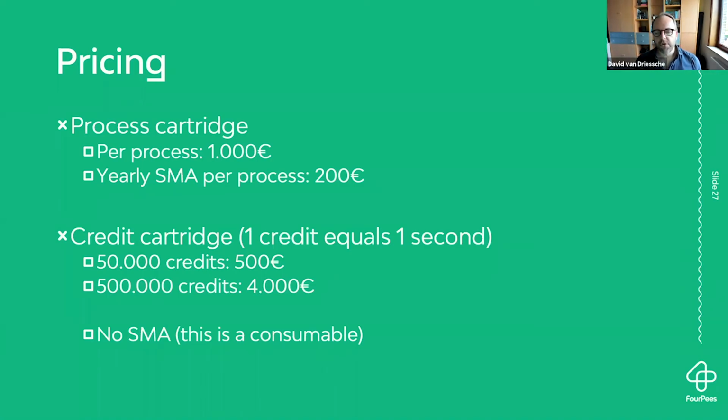And then the credit cartridges come in different sizes. I've listed 2 here, but in actuality, you could talk to us and we can sell you almost anything in terms of cartridges with credits. Each of these has a number of seconds of processing time inside, and they correspond to a certain euro amount. And there is no SMA on this because this is a consumable. So you don't need to buy SMA on the credit cartridge, only on the process cartridge and on the license server itself, obviously.